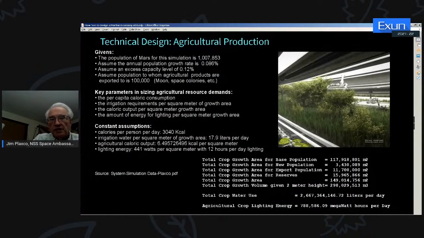Now, one core area for the technical design was figuring out what it would take to feed our population. In creating this simulation, I wanted to make sure that the parameters for the solution space erred heavily on the side of caution, meaning that we were producing more food than we needed. What we have, and this represents the year 2127 when we reached 1 million people on Mars, we've got 118 square kilometers of pressurized growing area that's using 800 megawatt hours a day for lighting and over 2 billion liters of water a day for irrigation. And obviously, as the population grows, those quantities are going to grow along with it.